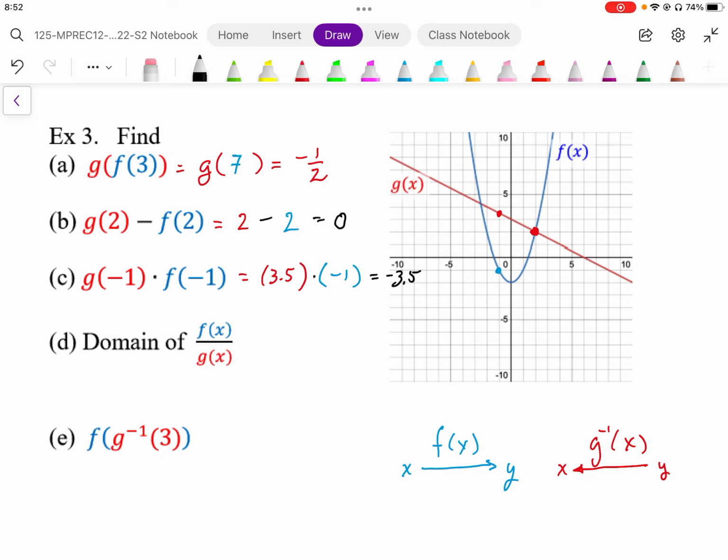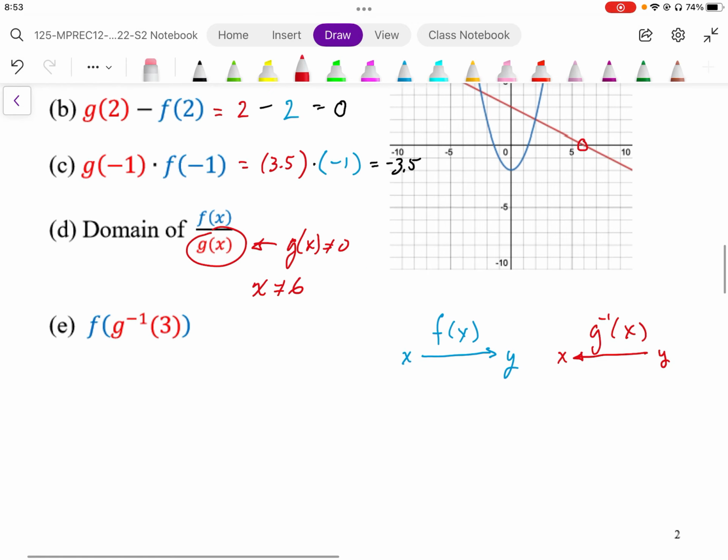For d, we have a rational function. And when we're dealing with a rational function, we want to know the domains. So the domains of f and g are all real numbers. However, g is in the denominator. We cannot let the denominator equal 0. So g of x cannot be equal to 0. Well, 0 happens at that point right there. So our restriction then becomes that x cannot be equal to positive 6.